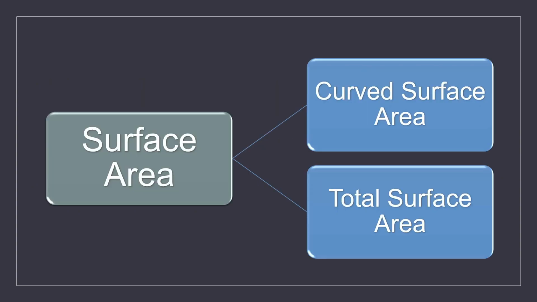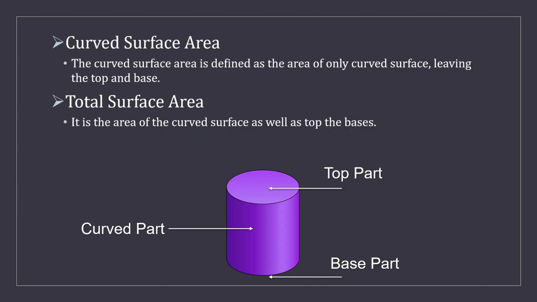So surface area, as I said, is divided into two parts, that is curved surface area and total surface area. Now curved surface area means the area of only the curved surface, leaving the top and the base part, right? This top part, and here there will be a base part, will not be included in curved surface area. Curved surface area will only include this curved part, right? And total surface area means the area of the curved surface as well as the area of the top and base, right?